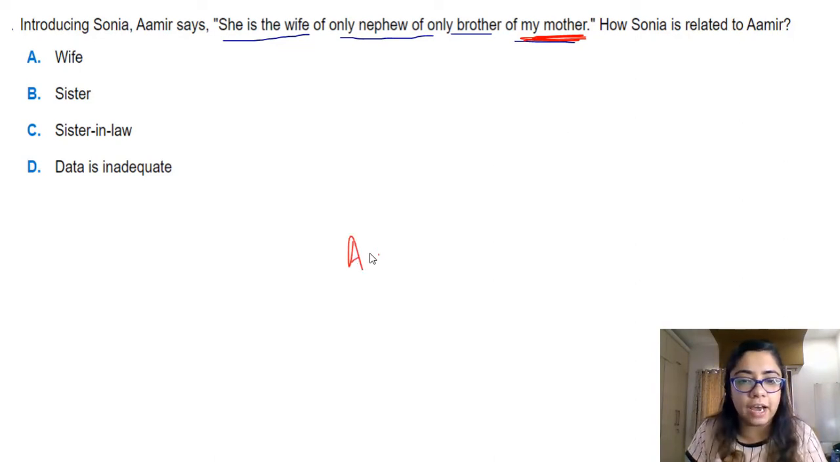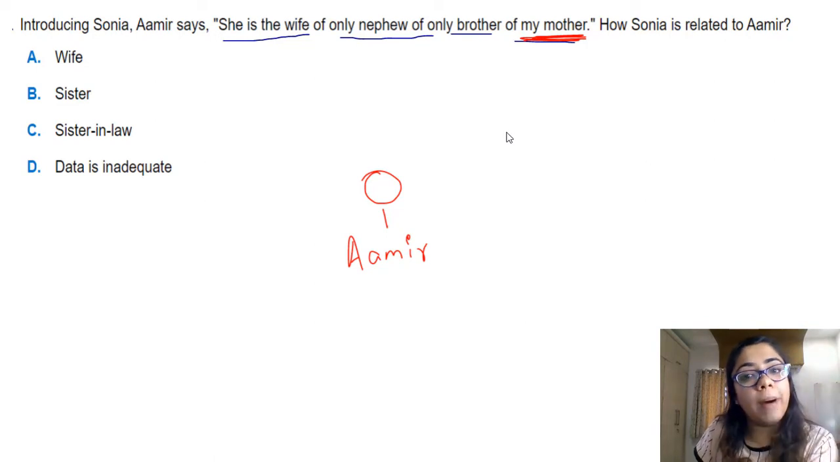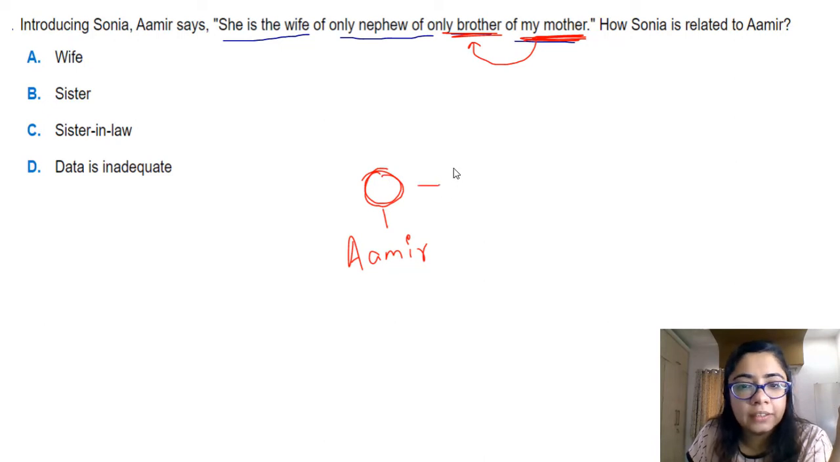So let's say this is Amir. Okay, Amir's mother. Now go back step by step. The previous part is only brother of my mother. Her only brother would be this guy. Okay, only brother. Before that, it says only nephew. Who would be his only nephew? Her only nephew would be Amir only.